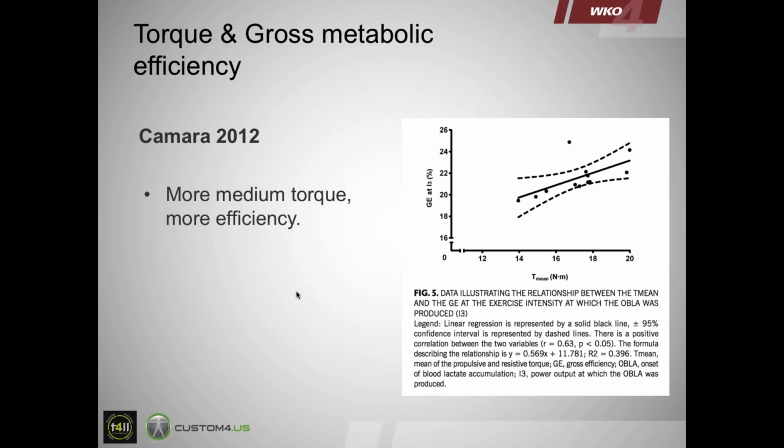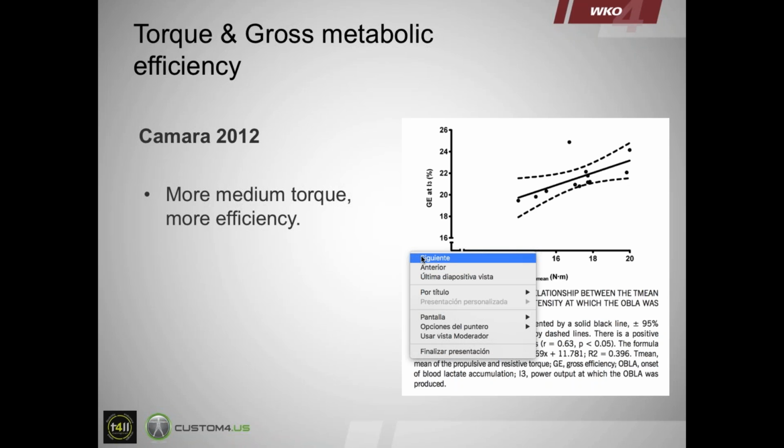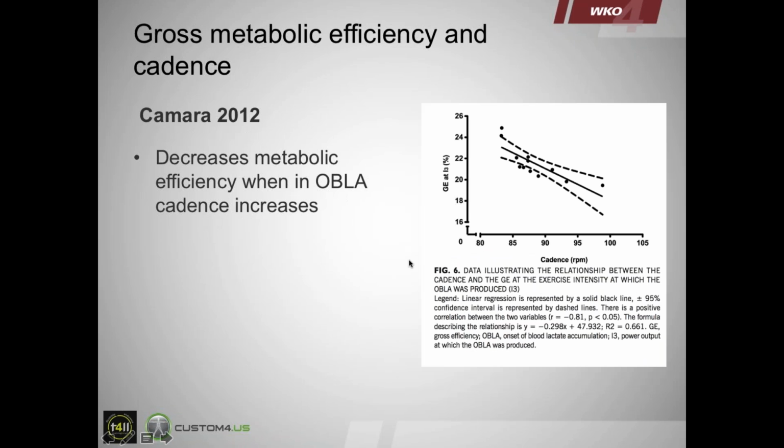About torque and gross metabolic efficiency, this study by Cameron explained how the median torque of the cyclist, when he goes at the median torque, is the most efficient, and when he goes up or down, that efficiency is altered and decreased most of the time. That has a big relationship with the cadence that the cyclist uses. Because when the cyclist is at OBLA or at anaerobic threshold, when the cadence increases, this gross efficiency decreases because he's using a cadence that is not the one to use. We have seen this in other studies.